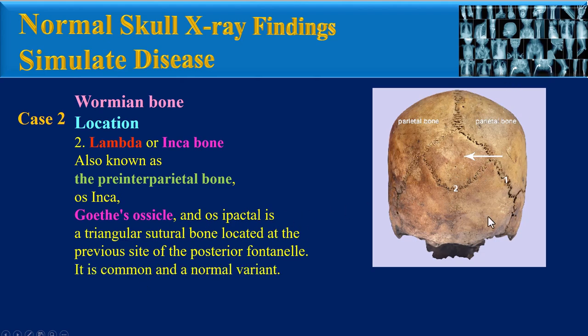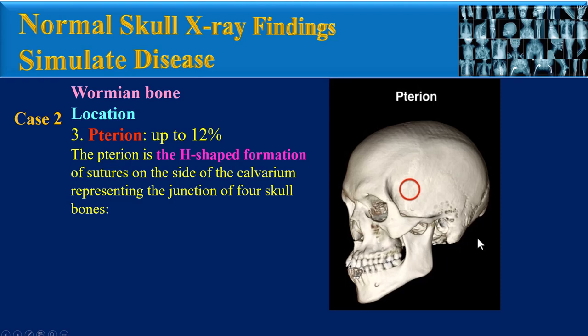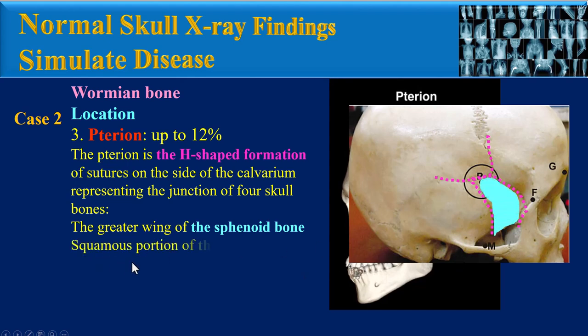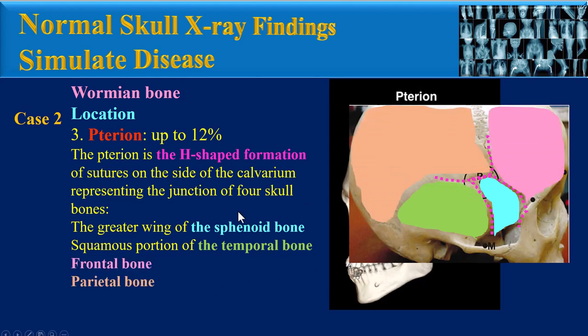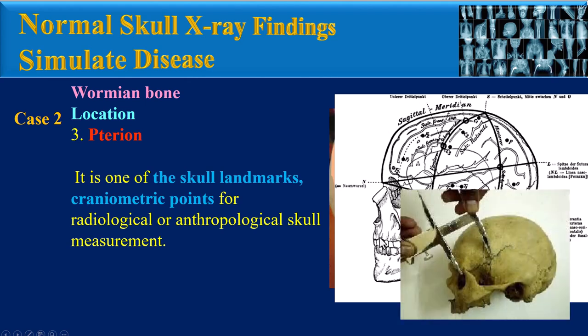It's common and a normal variant. Another important location is the pterion, where up to 12% of Wormian bones may be seen. The pterion is the H-shaped formation of sutures on the side of the calvarium representing the junction of four skull bones, including the greater wing of sphenoid bone, the squamous portion of the temporal bone, frontal bone, and parietal bone. It's one of the skull landmarks or craniometric points for radiological and anthropological measurement.